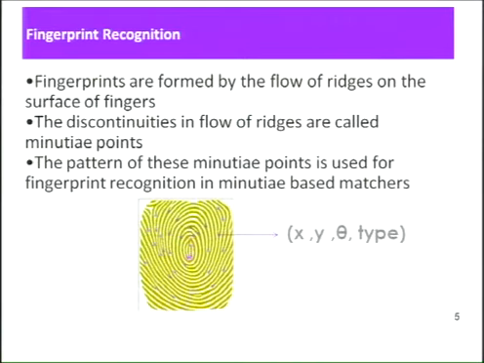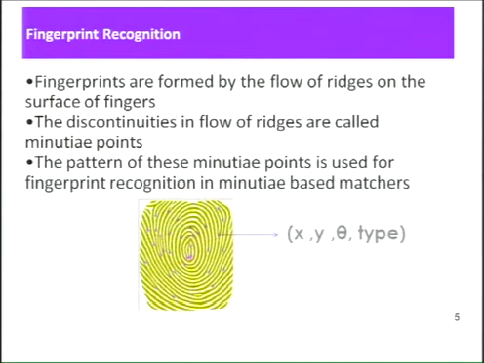Now let's get into fingerprint recognition. Fingerprints are formed by the flow of ridges on the surface of your fingers, and these ridge lines have discontinuities in them, which are called minutiae points. There's a pattern that is formed by the placement of minutiae points, which is what makes your fingerprint unique to yourself. In terms of fingerprint recognition from an algorithmic perspective, each minutiae point can be described using 4 characteristics: the x-coordinate, the y-coordinate, the direction of the minutiae point, the angle, and what type it is.